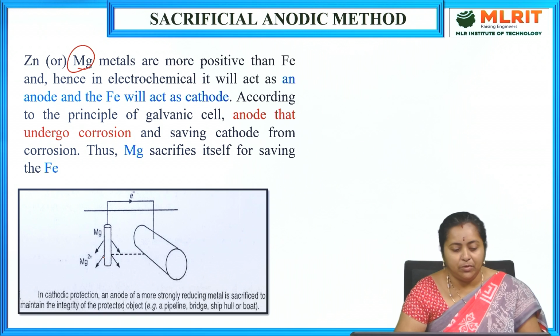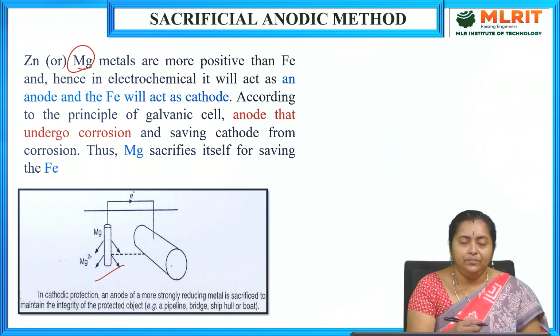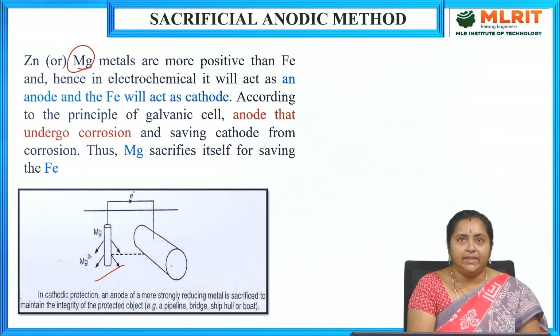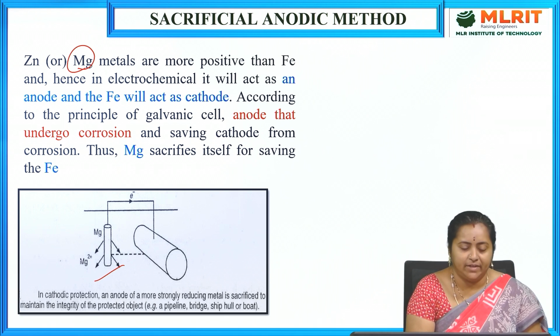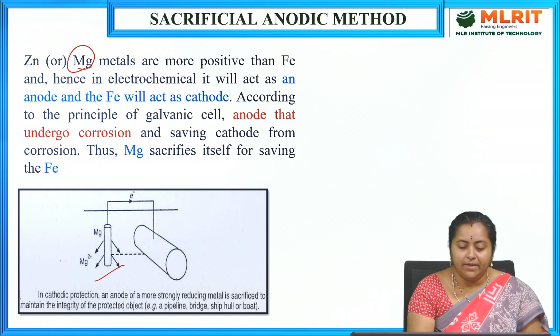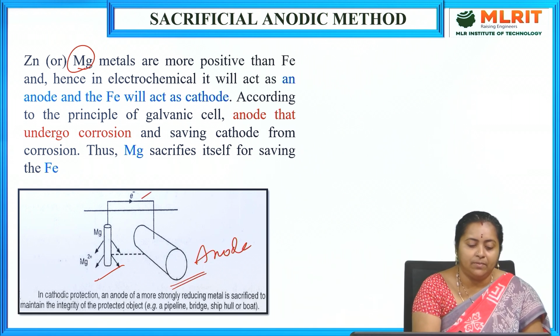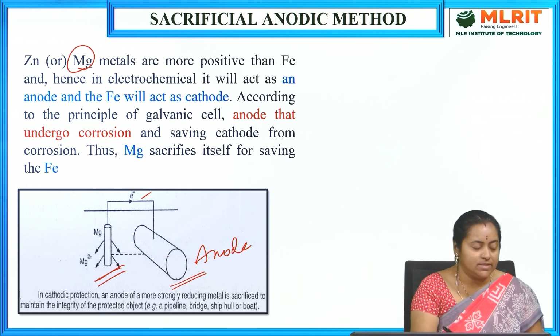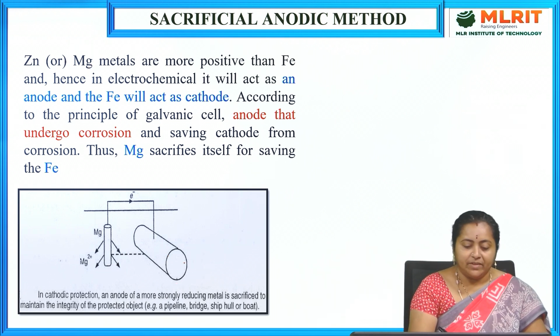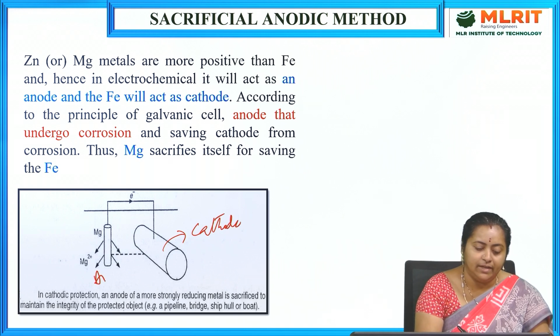So this purest form of magnesium is made in the form of a block, and it is connected to the actual base metal, that is the buried pipeline, which is made up of iron, using one copper wire. So then what will happen immediately? Initially this buried pipeline is acting like an anode. Now after connecting with this copper wire to a magnesium block, forcibly this buried pipeline will behave like a cathode. So then this magnesium will act like an anode.